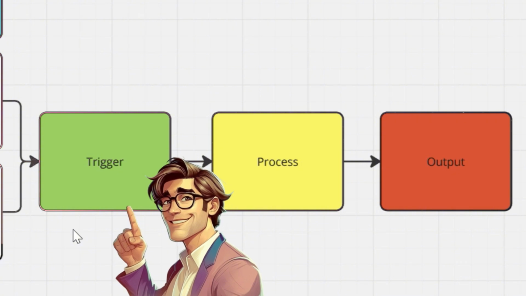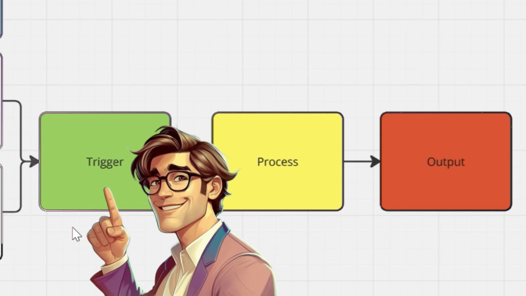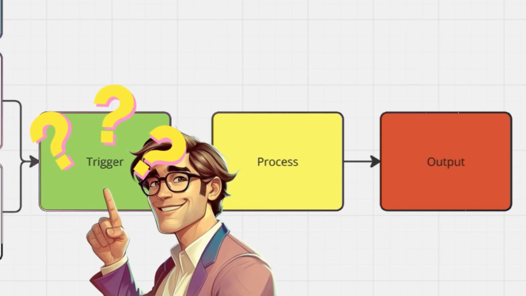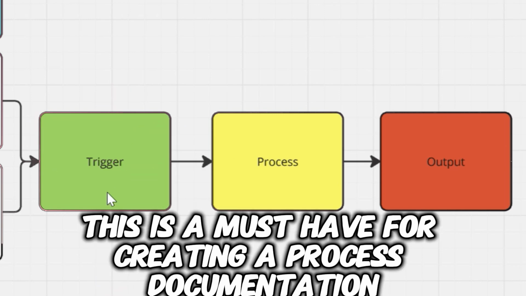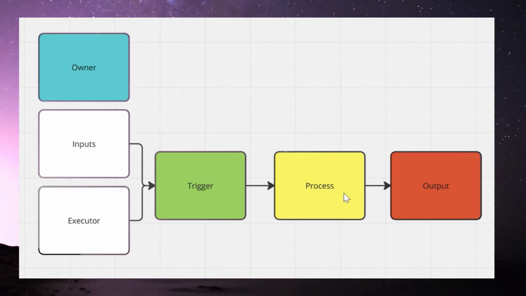So what happens that triggers this process? Does a customer come in and request something, or is a purchase made? What is the actual thing that triggers somebody to execute this process? This is a must-have for creating a process documentation. Otherwise, you don't know when it should actually start. After that, we get to where Scribe comes in, and that is recording the actual process.